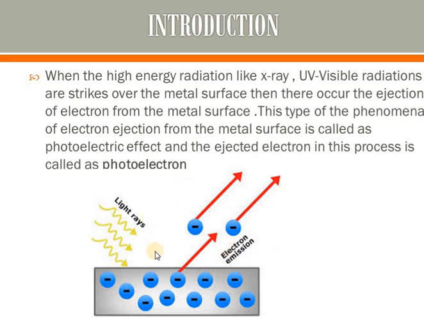From this diagrammatic part, we can represent the photoelectric effect. This is the incident ray or light striking the metal surface, and these are the ejected electrons, which are called photoelectrons.